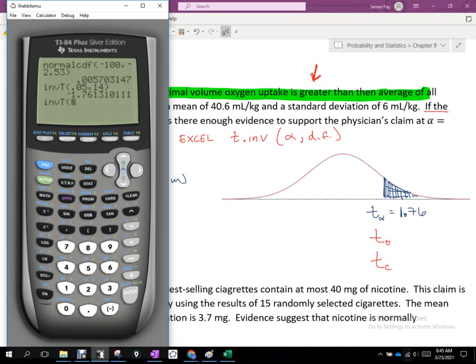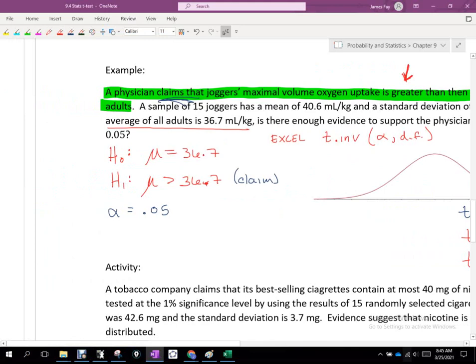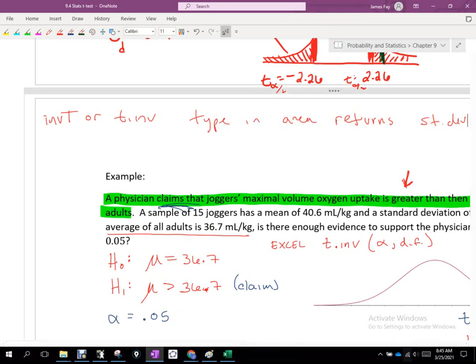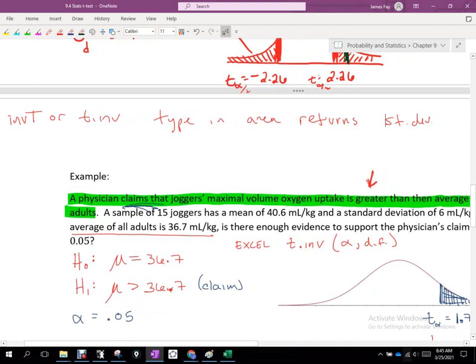So the only time I'm going to use inverse T is when I type in a probability under the curve, and it's going to spit back. So inverse T is, maybe write it here to the side. And it's the same for inverse norm. But inverse T, or T.INV for Excel, you type in area, it returns a standard deviation, essentially. It returns the 1.76 number. Okay, and that is your critical value, yes.